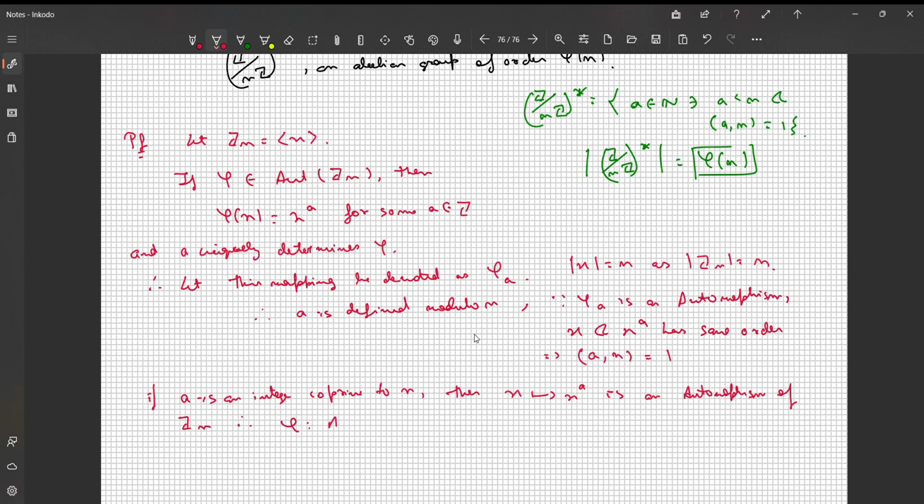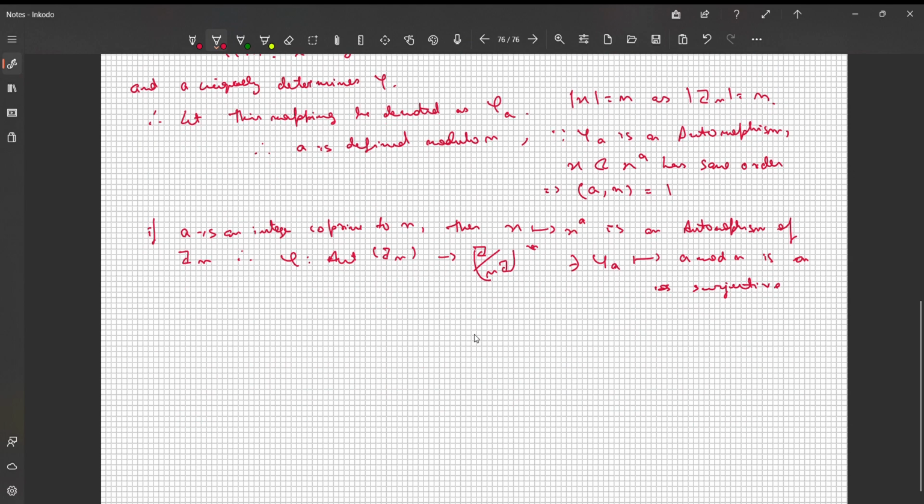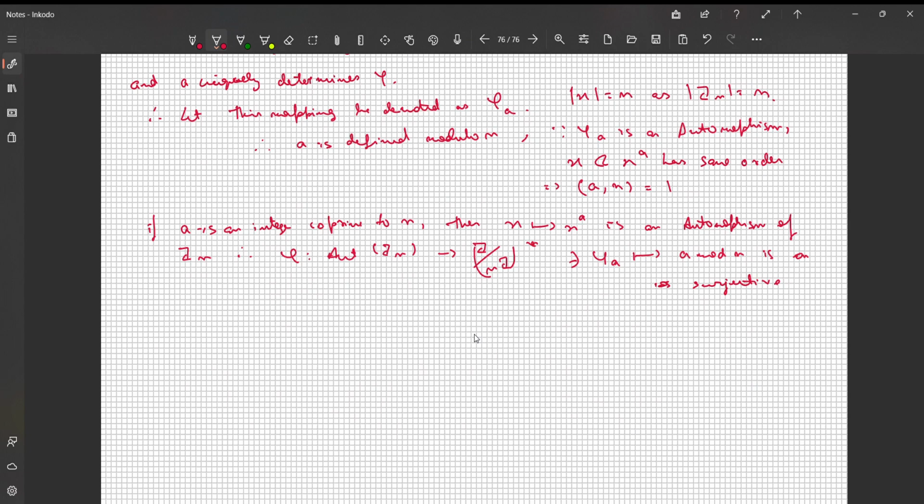Therefore, psi from automorphism of Zn to Z mod nZ star, defined as psi of a getting mapped to a modulo n, is an isomorphism. The other issue is surjectivity. It is surjective, and this is injective by definition.